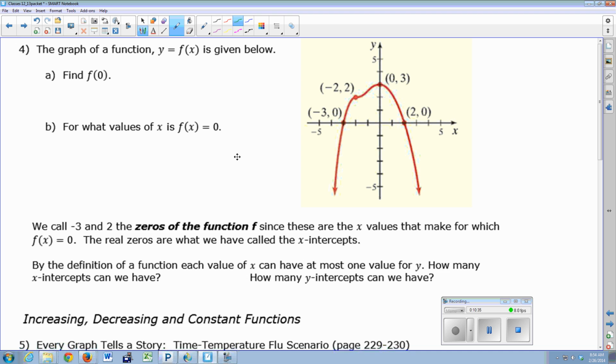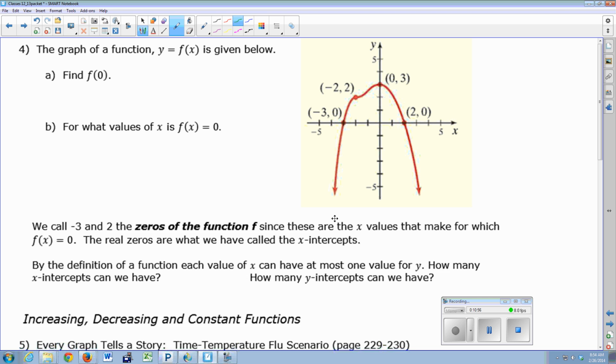Okay, so the graph of y equals f of x is given below. Find f of 0. Okay, f of 0.